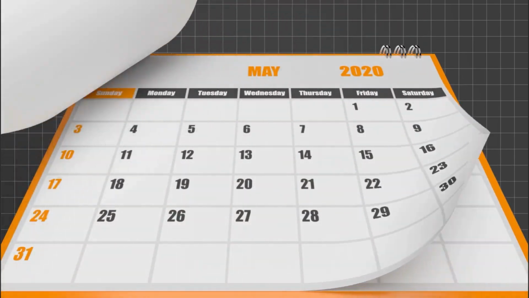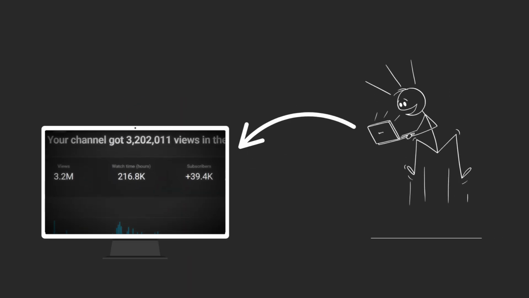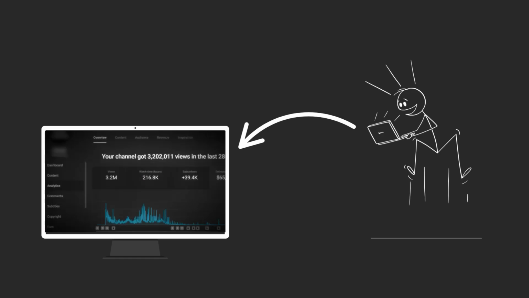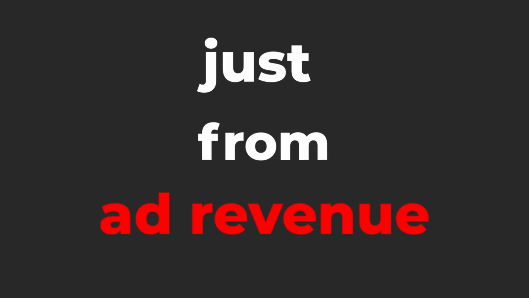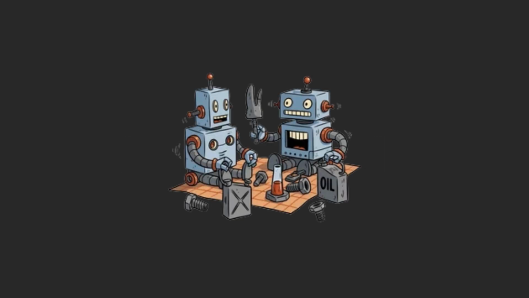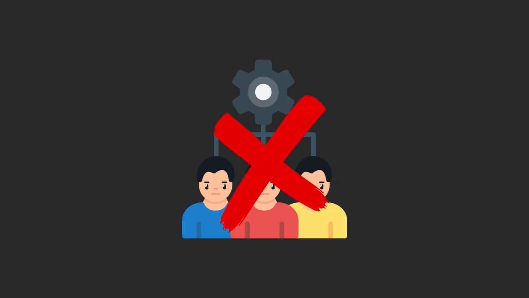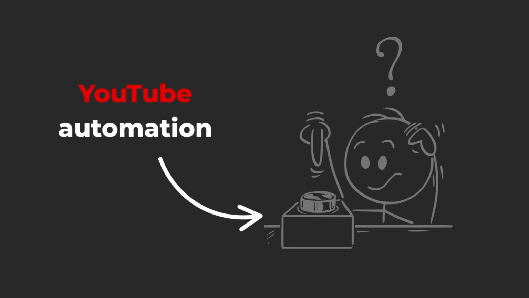Over the past few months, everyone's been talking about YouTube automation. I personally run a few faceless channels that bring in over $10,000 a month just from ad revenue, without ever showing my face on camera. Now, here's the real question. If you could build a channel with AI alone, no hiring, no outsourcing, and hit $10,000 a month, wouldn't you at least give it a shot?